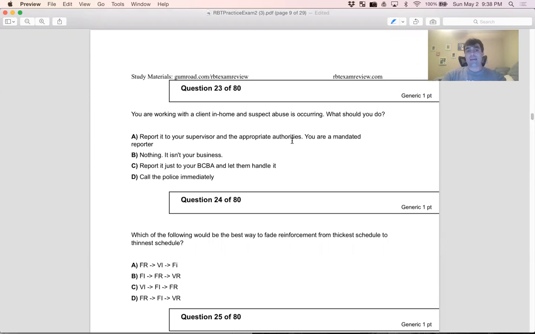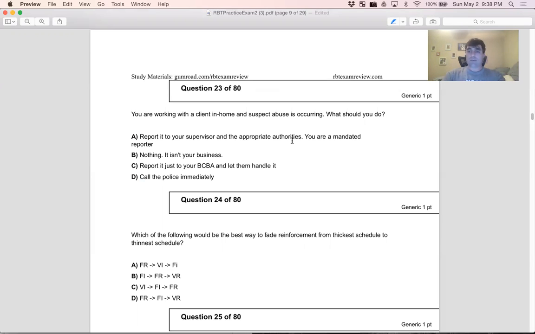We're mandated reporters. If you think abuse is going on, immediately report it to your supervisor. And then together, you should report it to the appropriate authorities, right? We are mandated by law to report suspected abuse. B, nothing, it isn't your business.